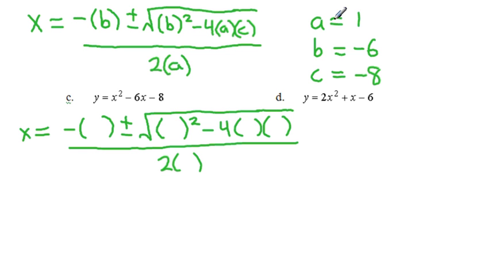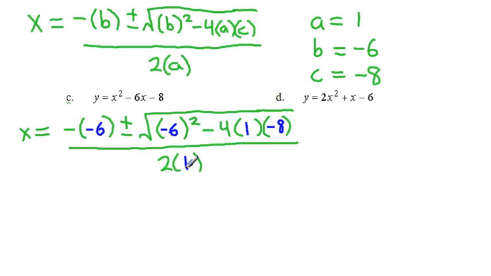So here we go. a is 1 because there's 1 x squared, b is -6, and c is -8. Let's plug those in. x equals -b, and b is -6. So here we have parentheses saving our work from getting a negative. So -b plus or minus the square root of b squared, which is -6 squared, minus 4ac, then all over 2 times a.